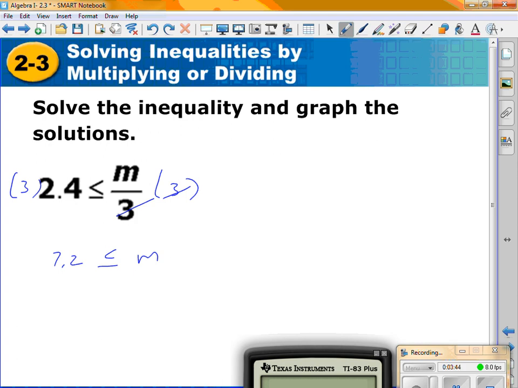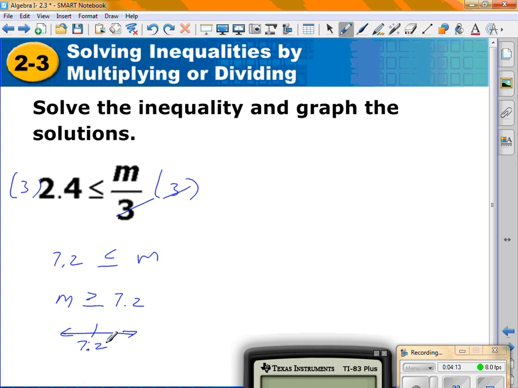Now, I can flip it to make it a little bit easier to graph. Now, when I flip it, everything flips. M greater than or equal to 7.2. I don't have to do this, but it does help me to graph.